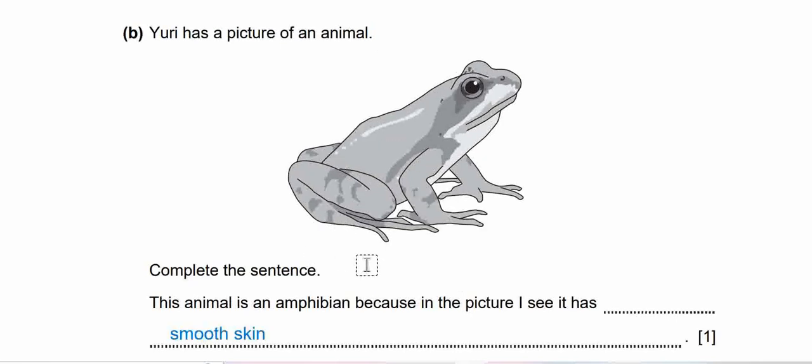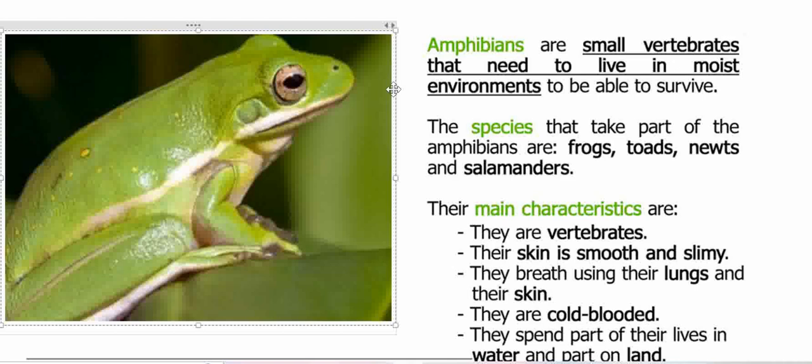Okay, so I see it has smooth skin of the amphibian. Let's check the structures of amphibian. Okay, this is a picture of amphibians. They are small vertebrates that need to live in a moist environment to be able to survive. So included are frogs, toads, newts, and salamanders.